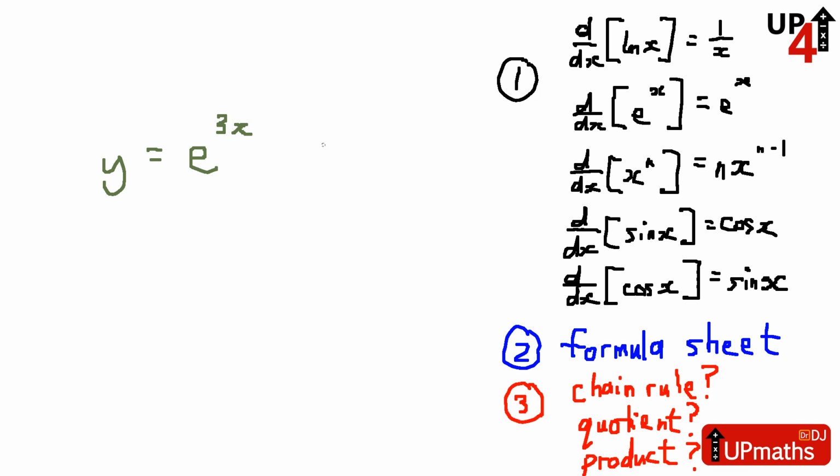What about the fourth one? Is that a standard one? No. Is that on the formula sheet? No. That's chain rule because I could put u equals 3x.